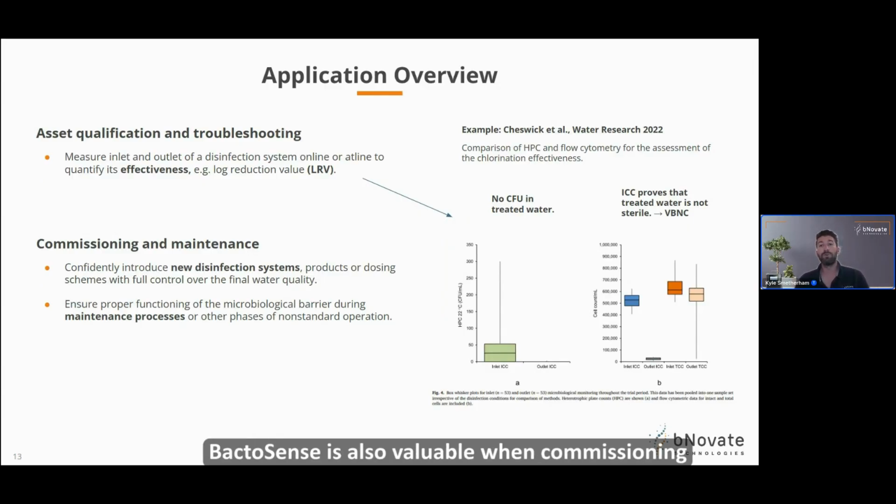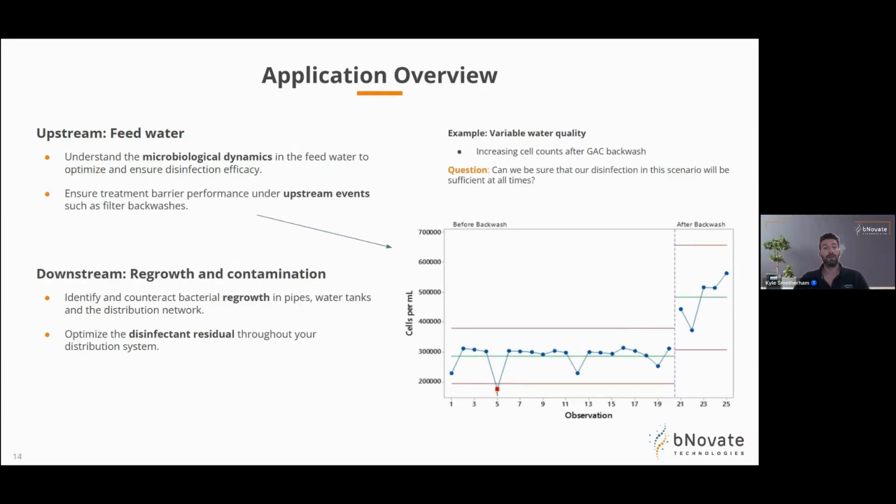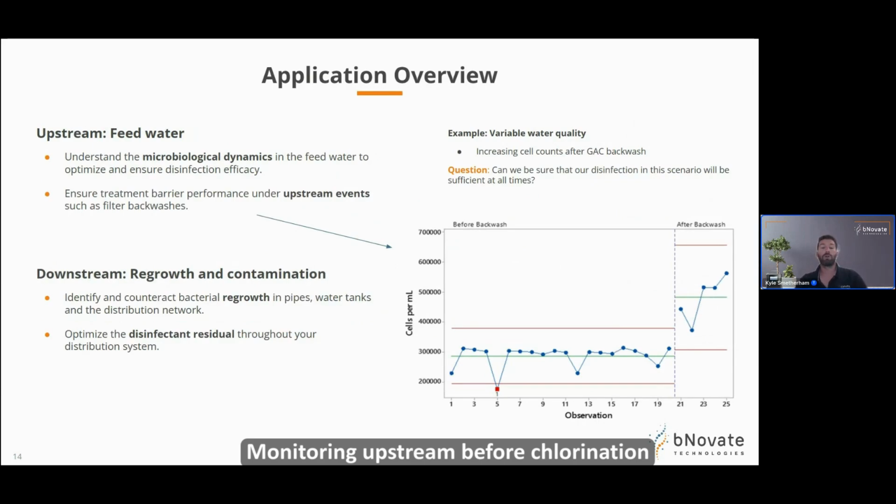BactoSense is also valuable when commissioning new disinfection systems, testing new dosing strategies, or during maintenance to ensure that the chlorine barrier remains effective. Monitoring upstream before chlorination can also give insights into the microbial dynamics and also help optimize dosing. For example, backwash cycles or backwash events can be tracked in the data to check if chlorination remains effective.